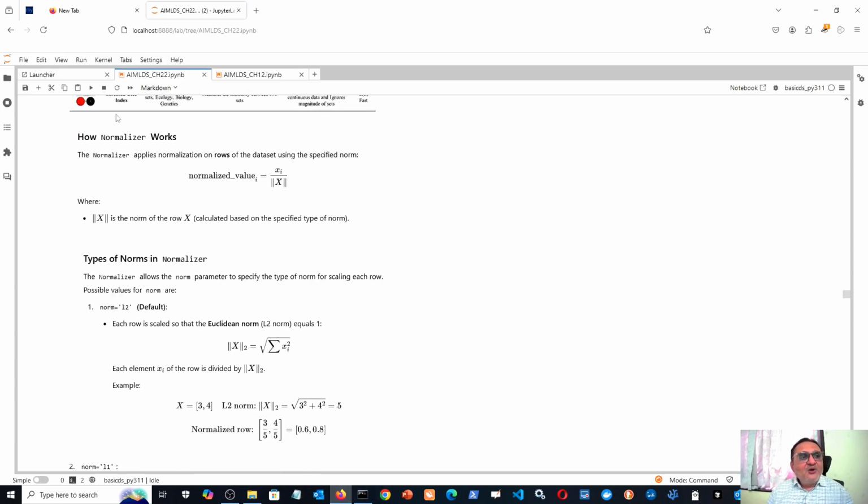But how does the normalizer work? The normalizer applies normalization on rows. Here you can see the bold. So never forget that the calculation metrics are derived from the row and not from the column of the data set using the specified norm. So the normalized value of any vector.